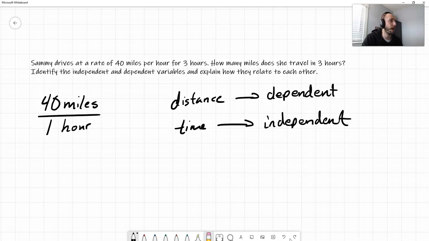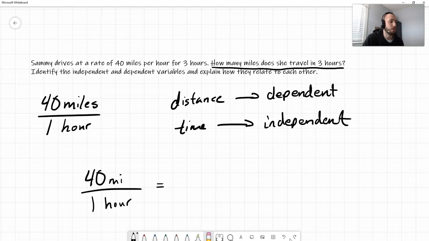So now we just have to figure out how many miles Sammy will travel in 3 hours. Well, we can do that using a proportion here. We have 40 miles in 1 hour.